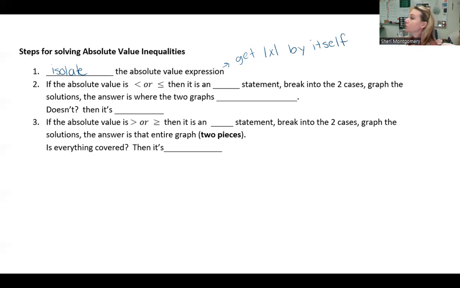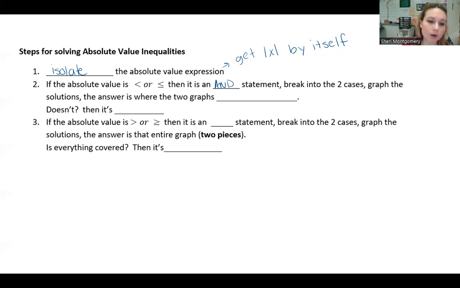So there's two situations. We've got greater than or equal to, so the greater than, and then we have the less than part. And they behave the same. So whether it's equal to or not, we solve them the same. And then there's another situation where it's the greater than part. So we kind of break it up into two different situations. So if the absolute value is less than, then it's an and statement. Less than and.